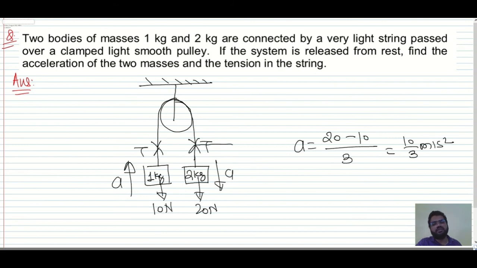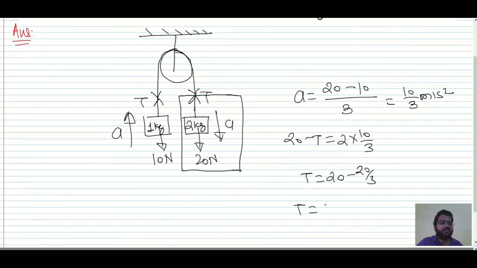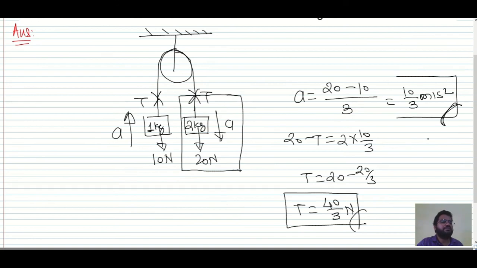Now once we got this, you can have the free body diagram for 2 kg. It will be 20 minus T must be equal to 2 into a. So T we have is 20 minus 20 by 3. So we'll get tension equal to 40 by 3 Newton. So acceleration we have is 10 divided by 3 meter per second squared, and tension we have is 40 by 3 Newton.